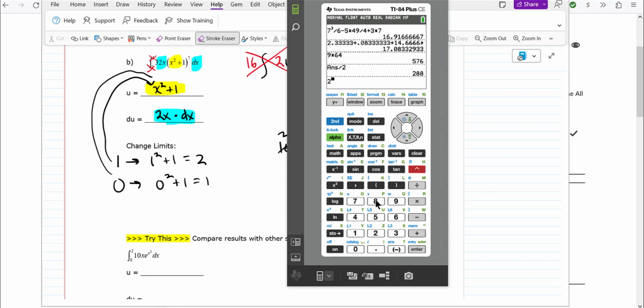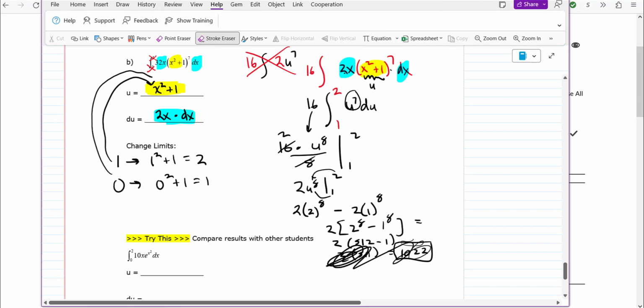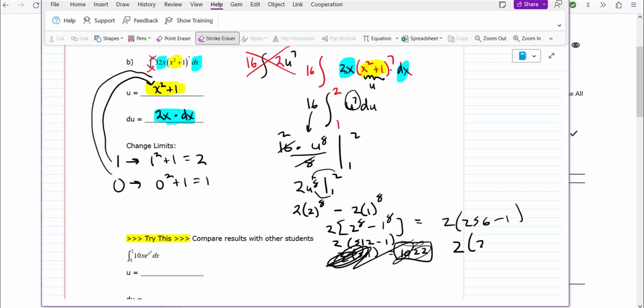So what is 2 to the 8th? That's 256. Okay, so then you've got 2 times 256 minus 1, I see. So that's 2 times 255, so that is 510, right? Okay, so 510 would be the final answer to that problem. Any questions about that?